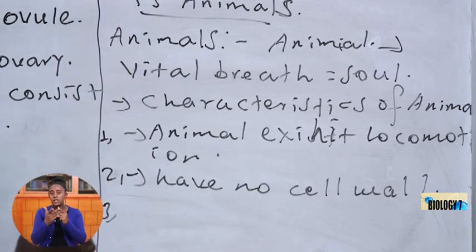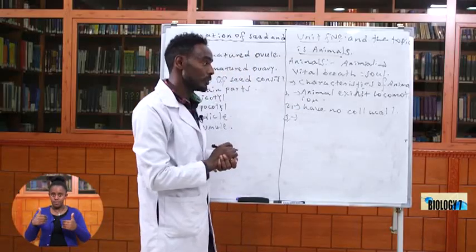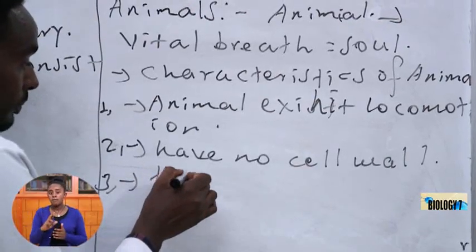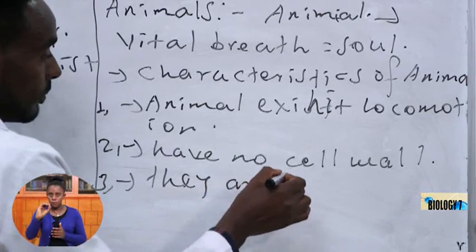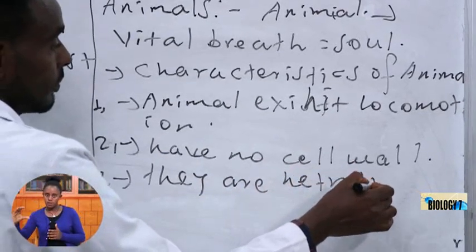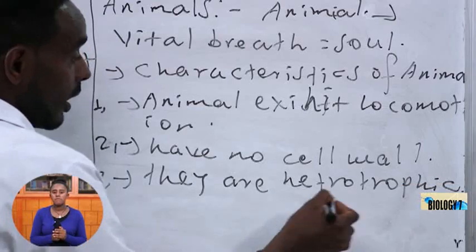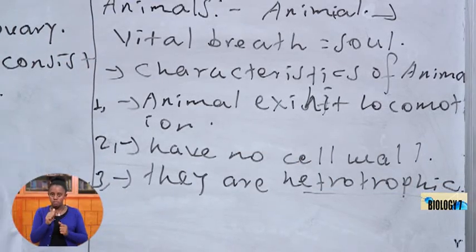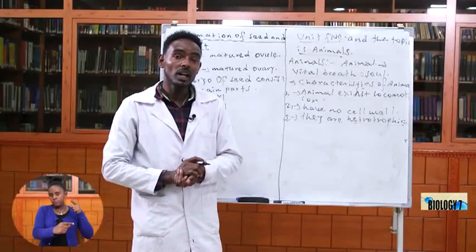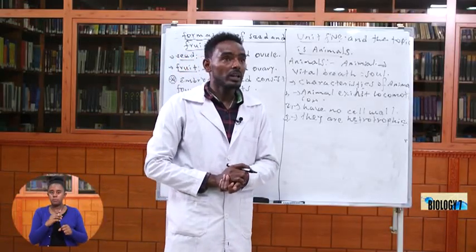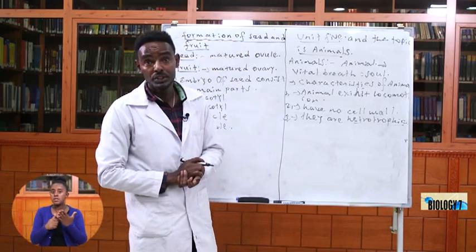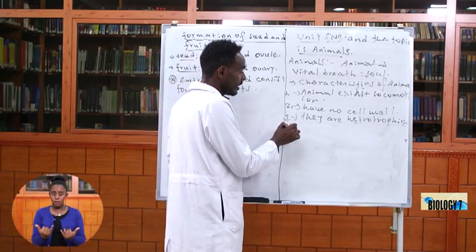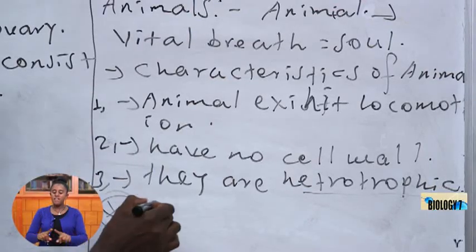The third characteristic, which identifies animals from plants, is that they are heterotrophic. Heterotrophic means the organism cannot prepare its own food, unlike plants. This means they are non-photosynthetic. Now we see the diversity of animals.